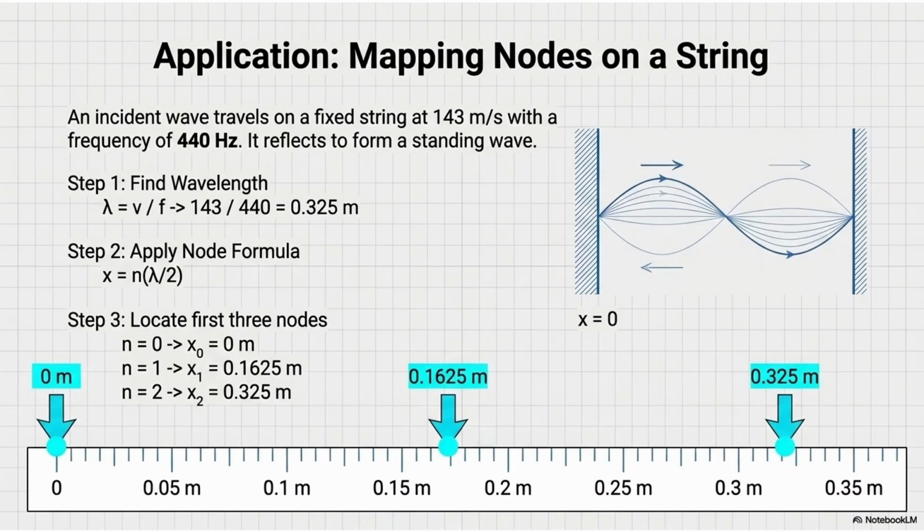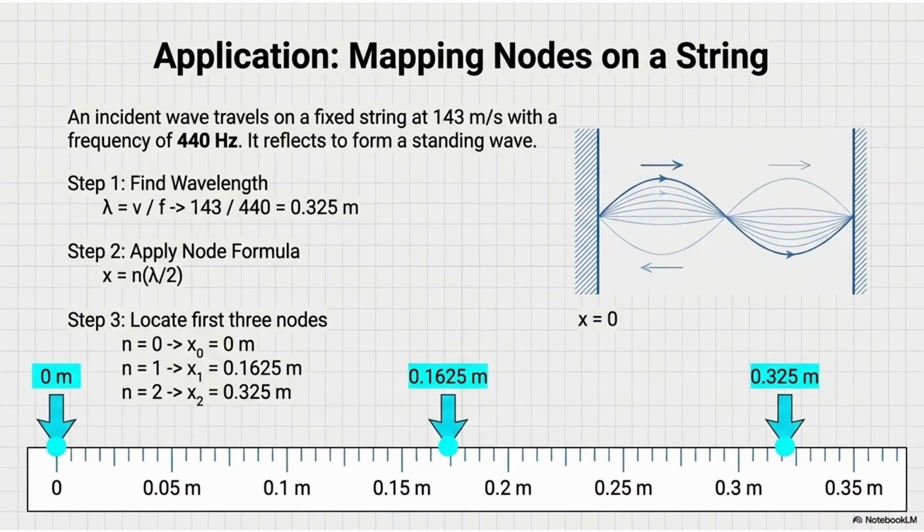So if you lightly touch the string at exactly 0.1625 meters, it wouldn't stop the note, because you're touching a spot that's already sitting completely still. That's actually how musicians play natural harmonics on a string instrument. That's so cool. Which perfectly sets up our next transition.